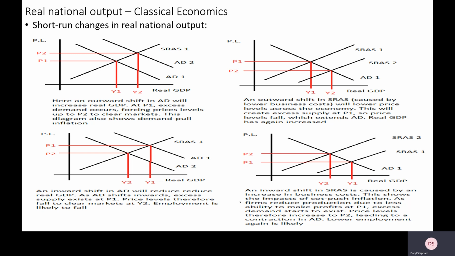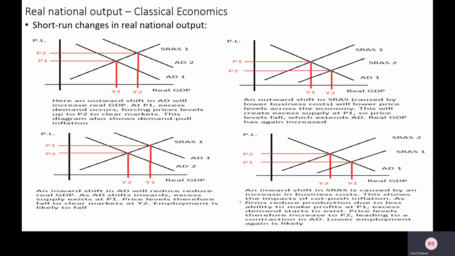Right, now we're looking at a classical world. I've given you here 4 different diagrams. The ones I want to focus on in this video are the top 2. If we look in a classical world, again, an outward shift in aggregate demand would lead to an increase in national income. If that was driven by higher consumption, more investment, more government spending, more exports, and/or fewer imports, an outward shift in AD would lead to a growth in national income. This would, however, create demand-pull inflation.